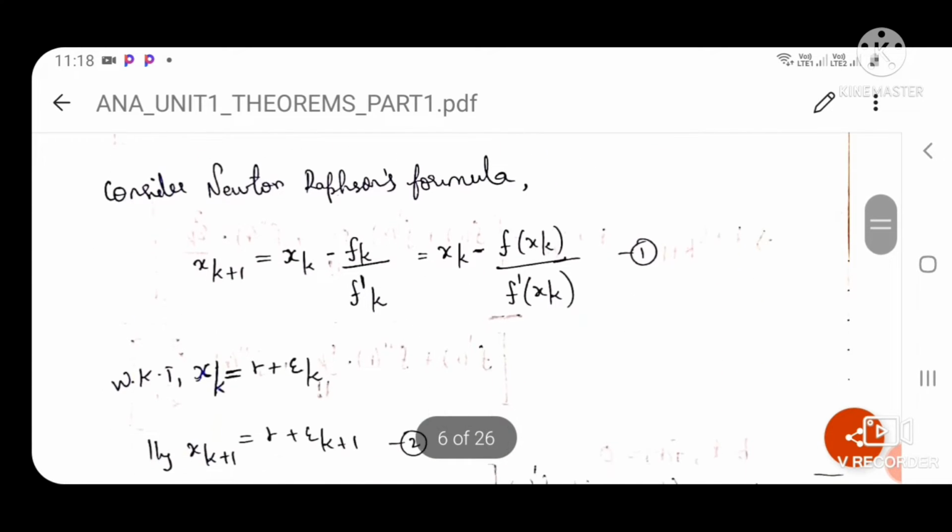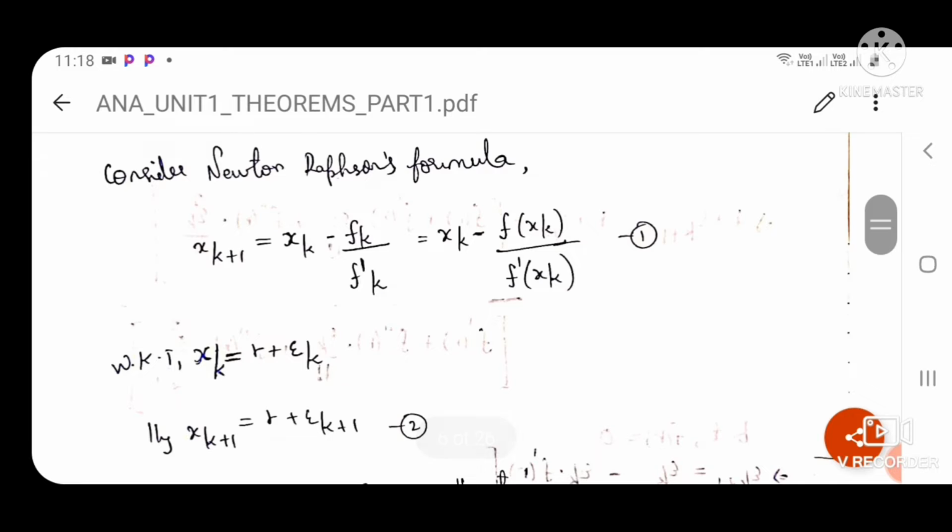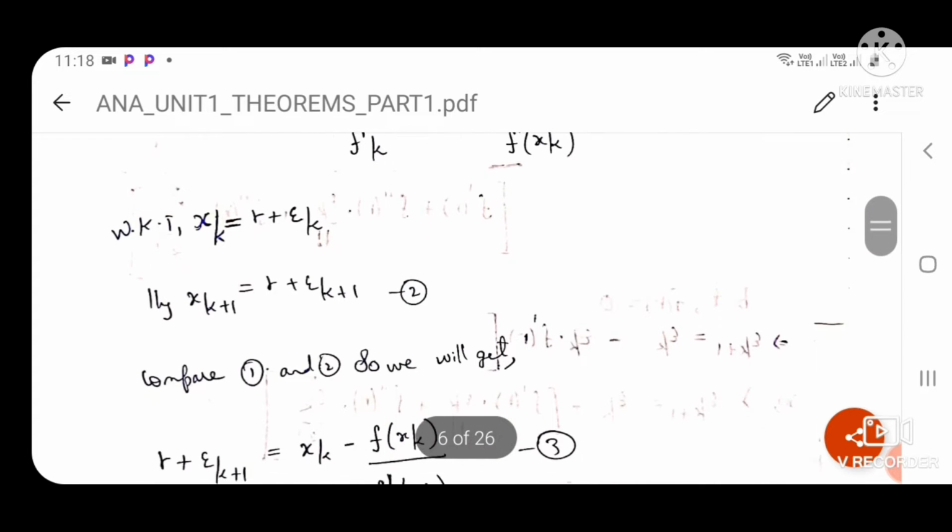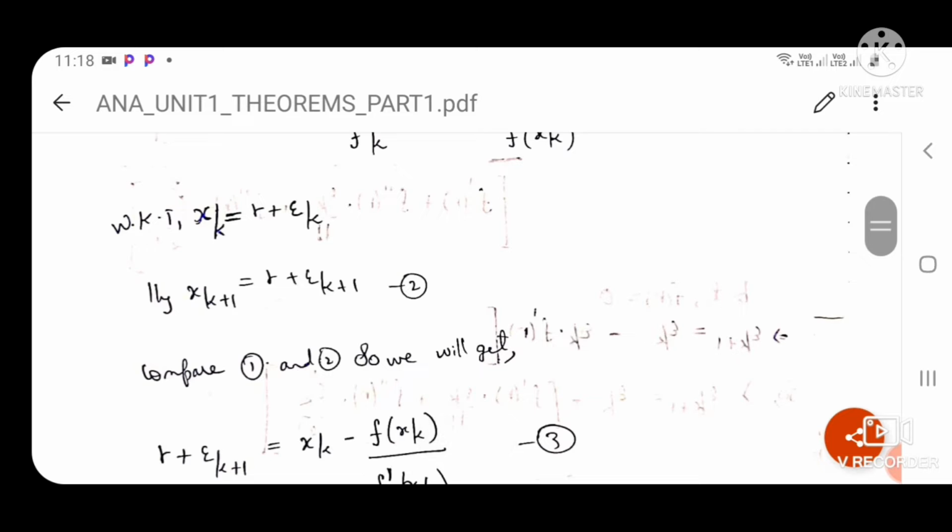Okay, so this is the Newton-Raphson's formula. This is what we're talking about, and this is what we're going to do. Consider this formula. Of course, f of k is the same as f of xk because it is an approximate root. And the same f dash of k is the same as f dash of xk because it is an approximate root. Now, xk is basically equal to r plus epsilon k. The same goes for xk plus 1, which is r plus epsilon k plus 1.